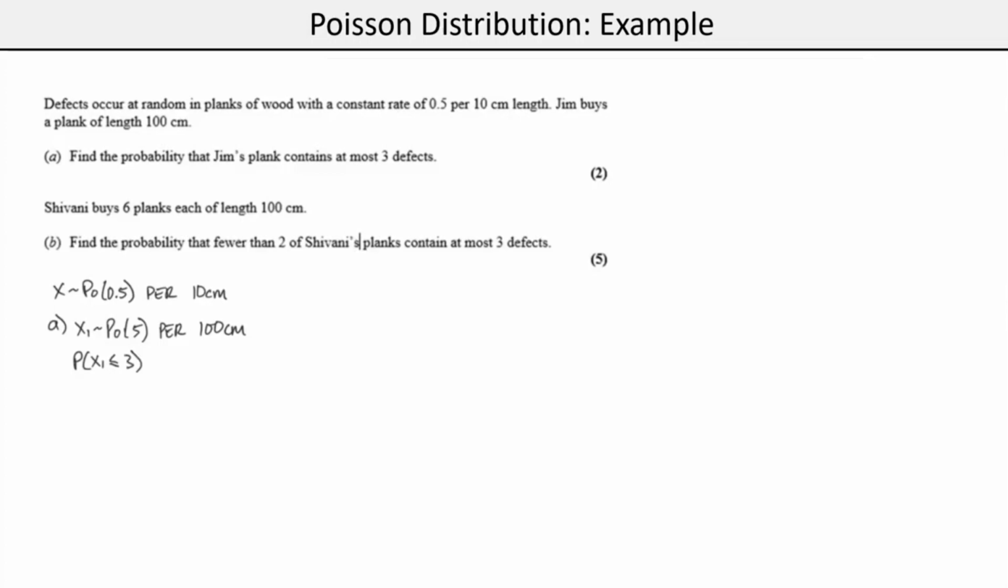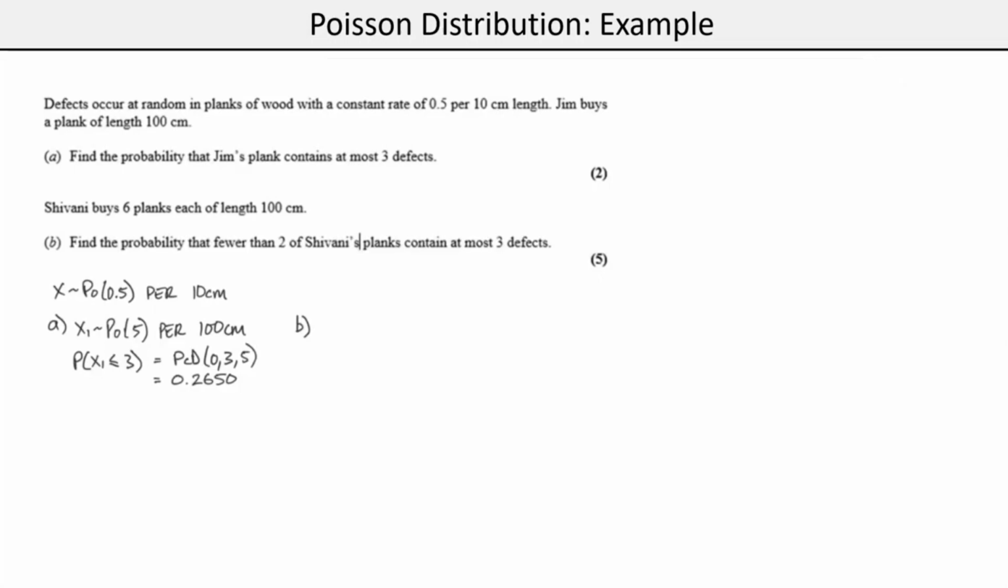We're trying to find the probability of at most 3 defects. So that's the probability that X1 is less than or equal to 3. 3 is the most that should happen. 3 is the maximum value that should be involved. Over to our calculators. That's going to be PCD, minimum of 0, maximum of 3, and the parameter is 5. Type that into your calculator, 0.2650. So that's the probability of at most 3 defects. Moving on to part B.